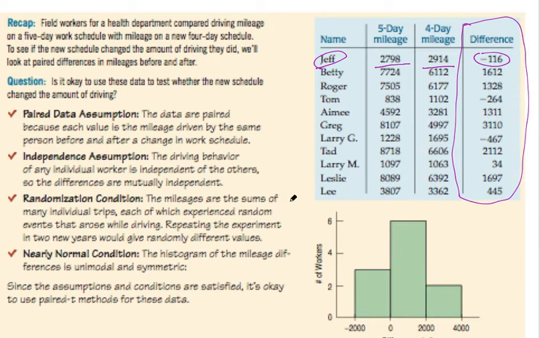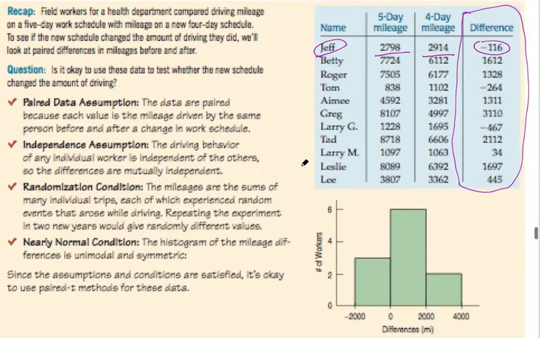Okay, so first let's look at the conditions. So we have the paired data assumption. The data are paired because each value is the mileage driven by the same person before and after a change in work schedule. The independence assumption: the driving behavior of one person doesn't affect the driving behavior of the other person. It's randomized this time around. If we did it another time, it'd probably be randomized again. They're not necessarily going the exact same places. And it is nearly normal. If we look at the histogram right here, we see that it is nearly normal.